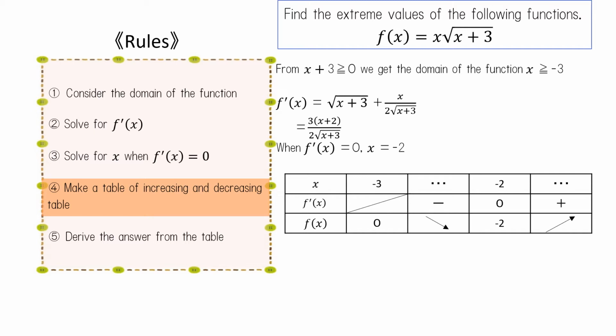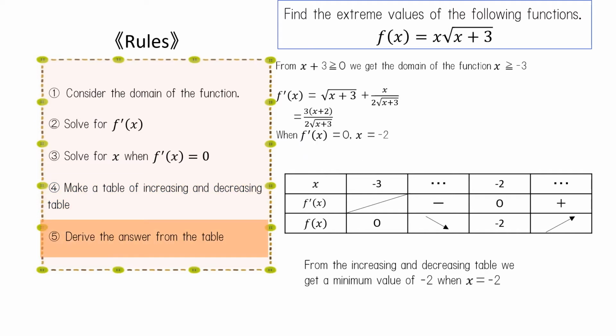Next, let's make a table of increasing and decreasing. The increasing and decreasing table should look as follows. Finally, from the increasing and decreasing table, when x equals negative 2, the minimum value is negative 2.